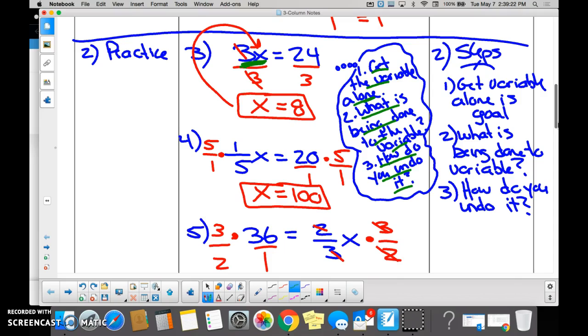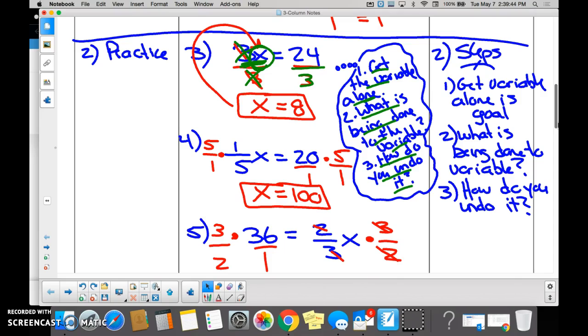So how do you want to undo multiplication? Division. So if I divide 3x by 3, my 3's cancel out, right? What am I left with? X. So if I divide the left side by 3, then I divide the right side by 3. That's called the division property of equality. And what is 24 divided by 3? 8.